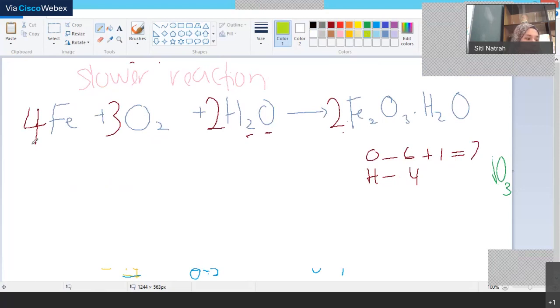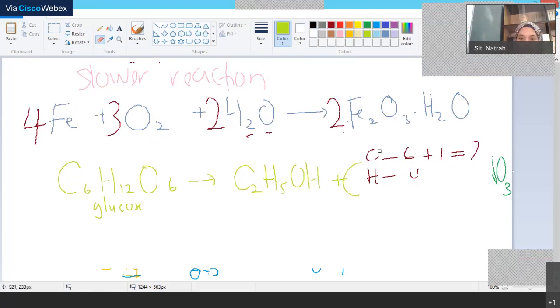So next one is, how about the fermentation of glucose solution? C6H12O6 is glucose, and then we can form C2H5OH plus CO2. So basically, you must balance. So this is a 2.